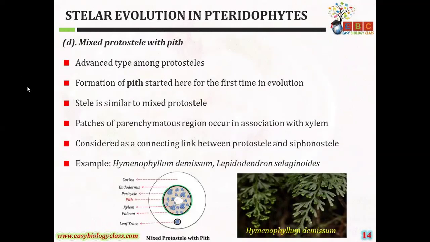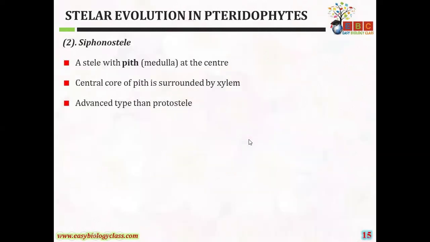So like that we need to remember. This is the advanced type of the mixed protostele with the pith region in the center, and the xylem and the phloem here will be in the form of patches. Xylem is alternating with the phloem and they are scattered throughout the stellar region. Examples here are Hymenophyllum demissum or Lepidodendron.